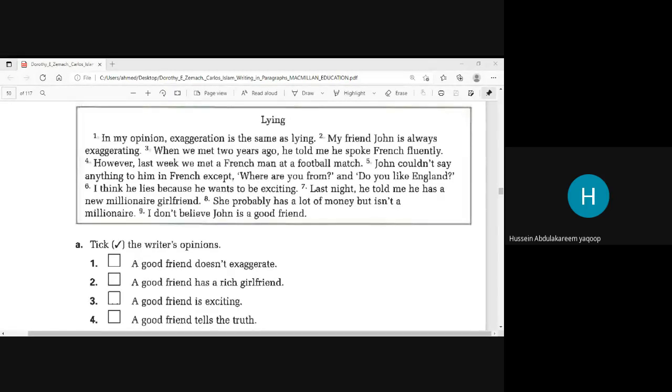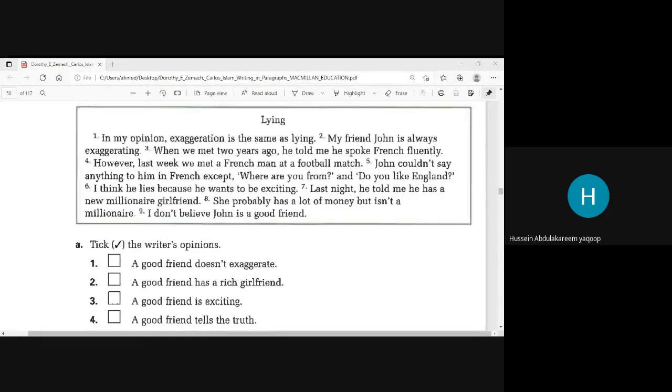Who is interested in reading the rest of the sentences? We have Ali Hassanin. I hope you solved the problem with the connection. Number 8 and 9. She probably has a lot of money, but isn't a millionaire. I don't believe John is a good friend. Yes, that's okay. Now let's start talking about the following.